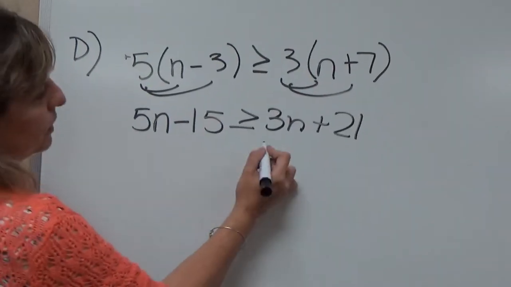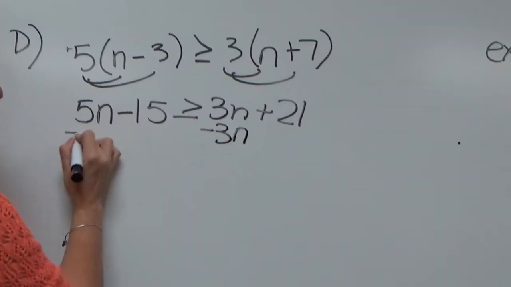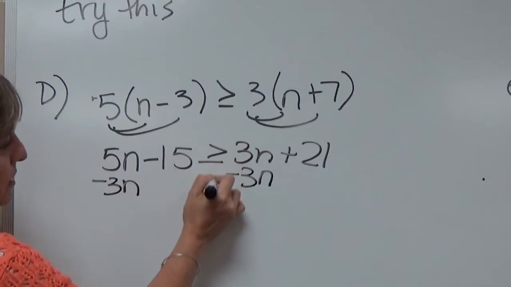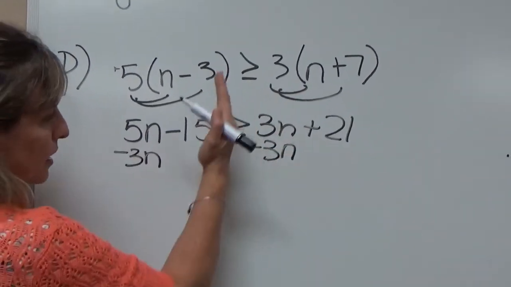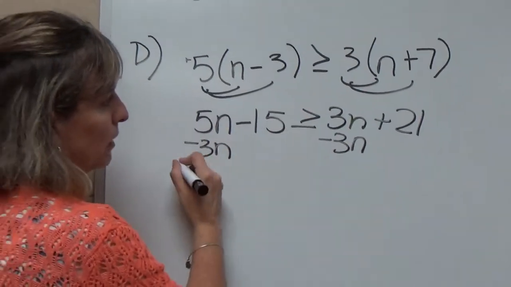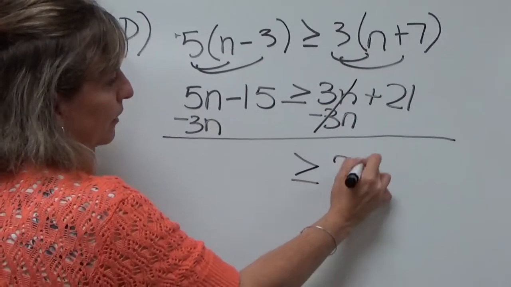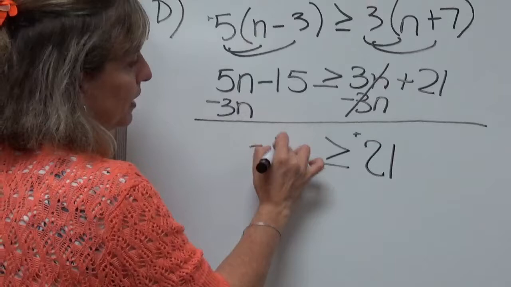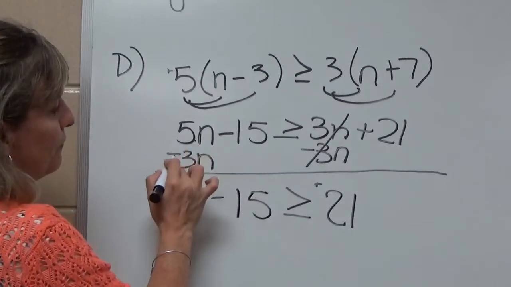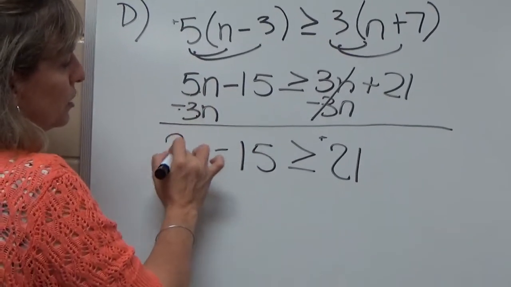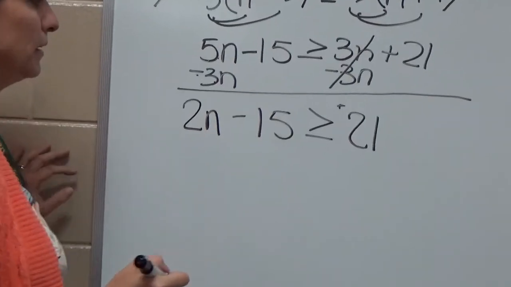Okay, so let's remove the 3n from either side. This is like the left side, this is the right side, and the inequality is in the middle. I'm going to draw my line. I'm going to bring down my sign. I've got a positive 21. I've got a negative 15 here. 5n minus 3n, 2n. Notice I didn't forget my n.